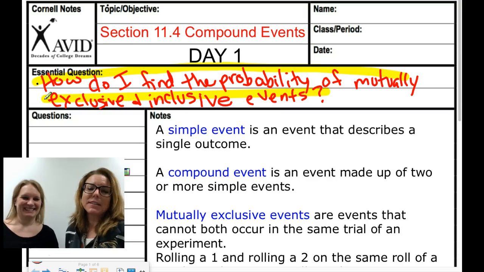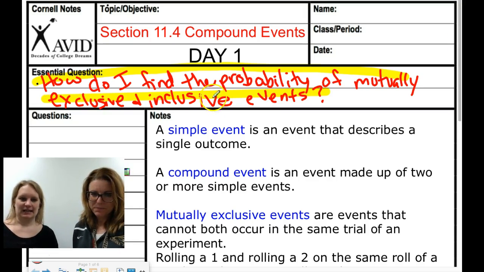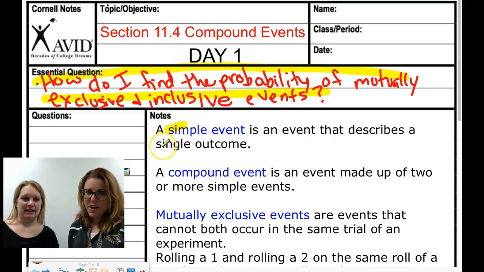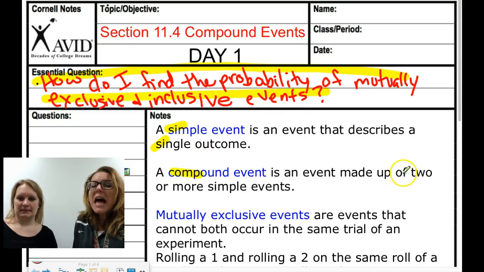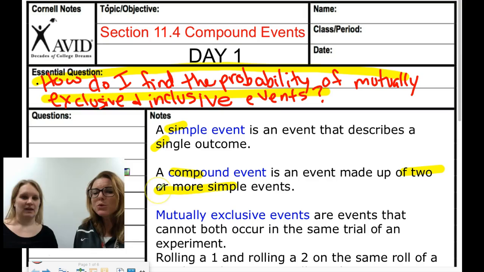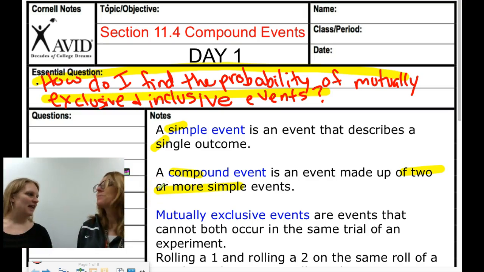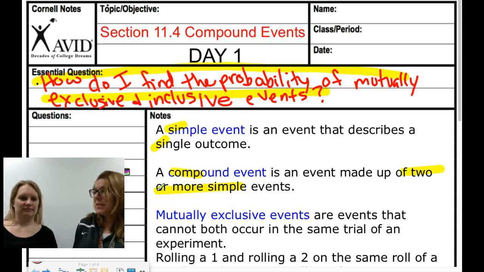A simple event is an event that describes a single outcome. Okay, so simple, single. A compound event is an event made up of two or more simple events. Think of science, a compound versus an element. A compound, you put two elements together.